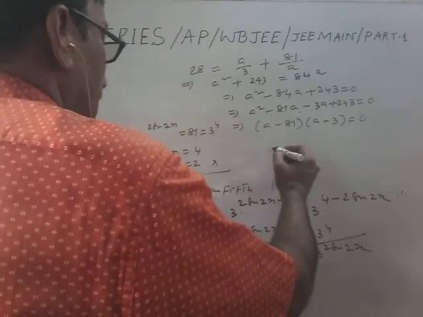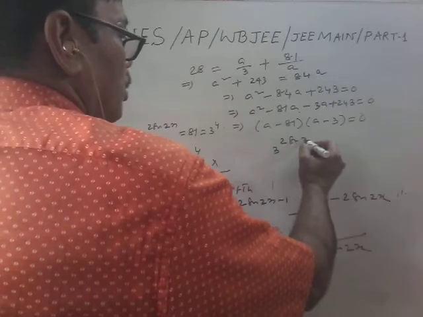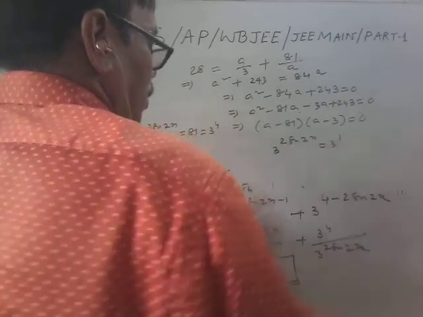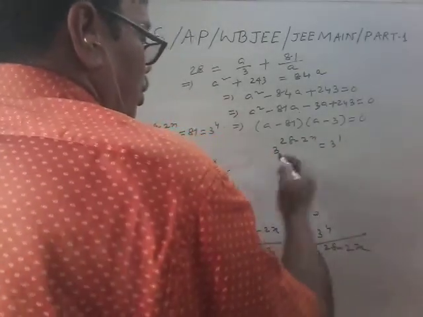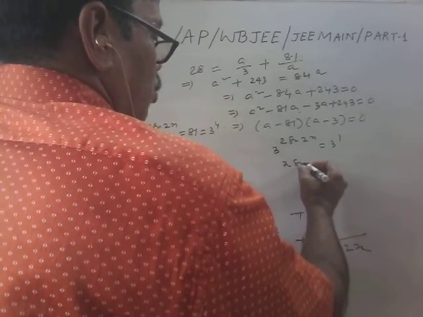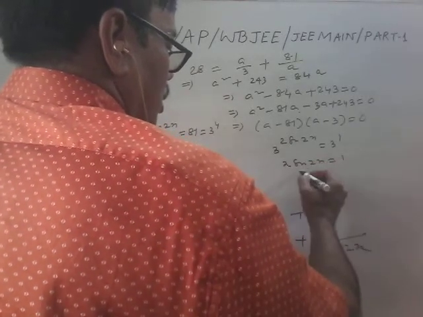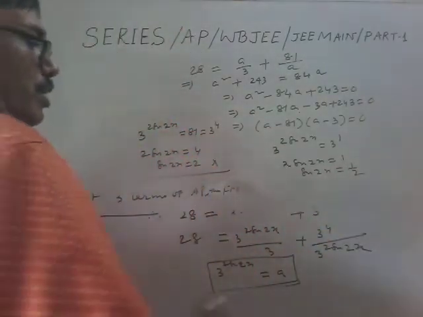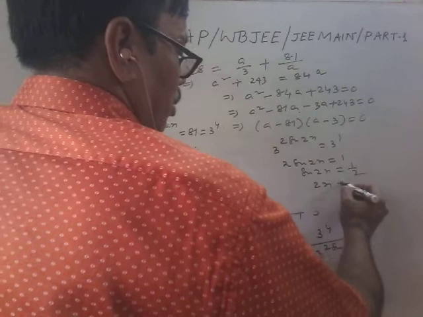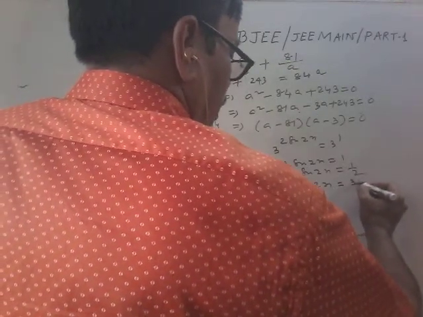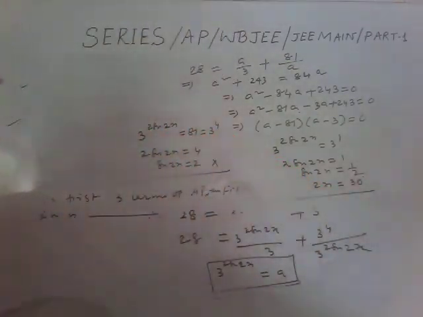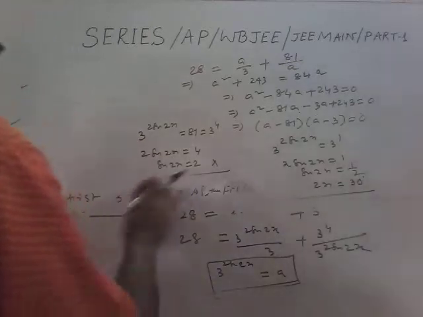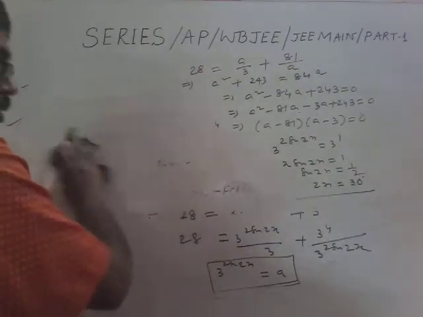Now what is the second option? 3 to the power 2 sin 2x equals 3 to the power 1. So 2 sin 2x equals 1. So sin 2x equals half. So 2x equals 30 degrees, or you can take it in the second quadrant also.